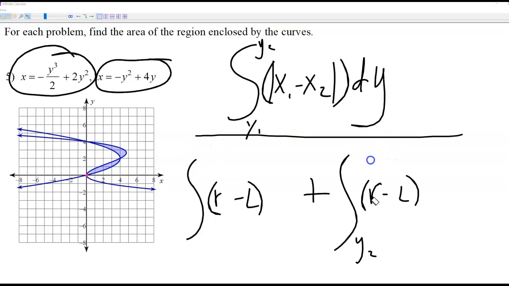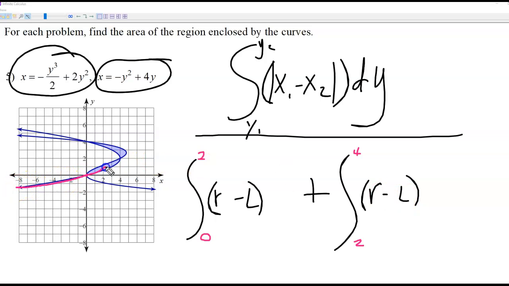Let me erase my y's here and I'll plug them in. So this first y value here is 0. The next point where they cross is here, and that y value is 2. And the last y value they cross at is up here, that's up 4. So we start where we left off in the last one, and we end at 4.